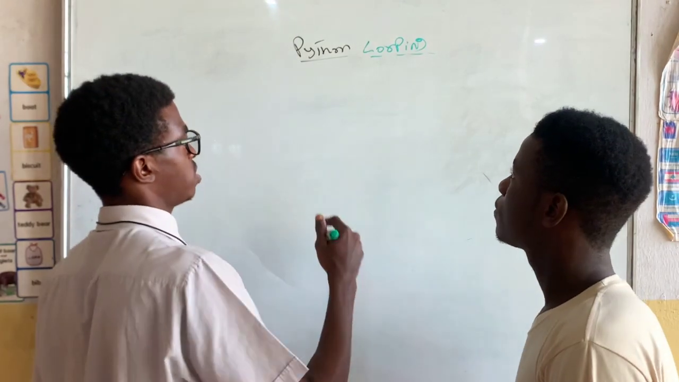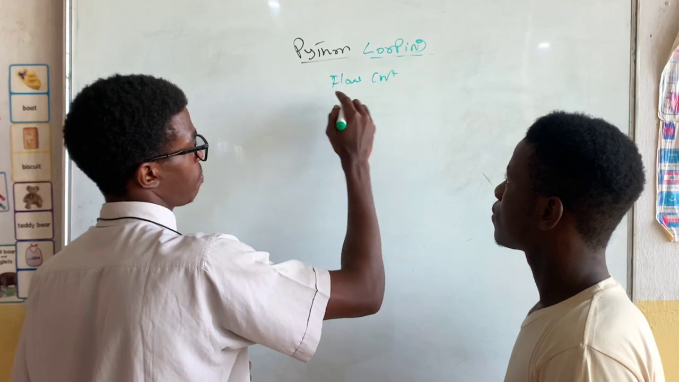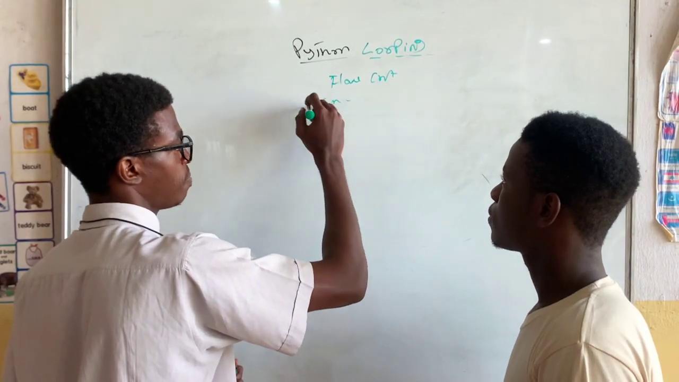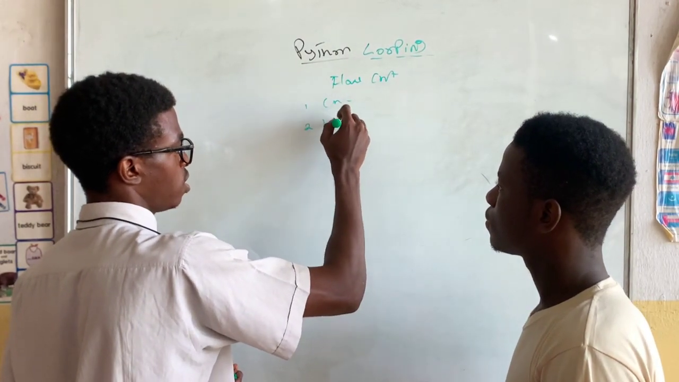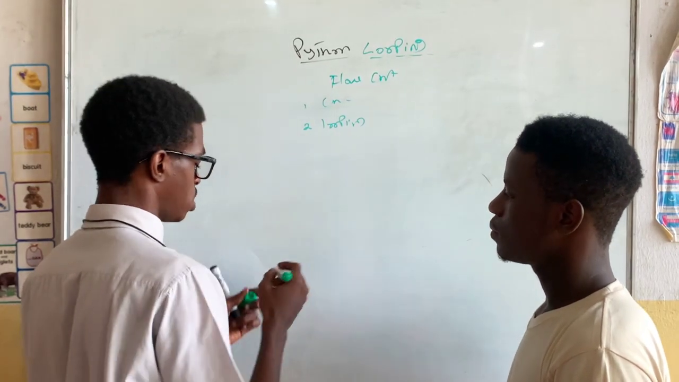Previously we discussed flow control, right? Yes. And I say flow control has three sections. Number one, we have conditional statement. Number two, we have looping. So finally, yesterday we finished with conditional statement, and now we're going to study looping.